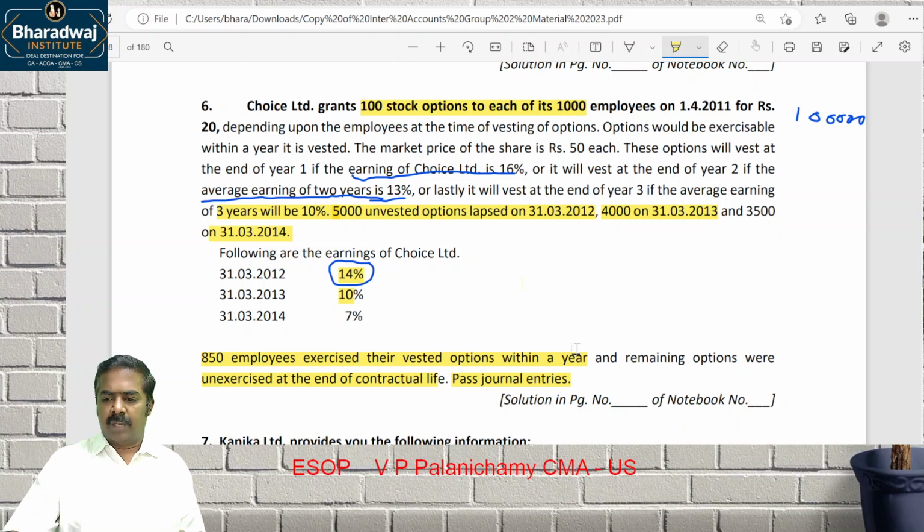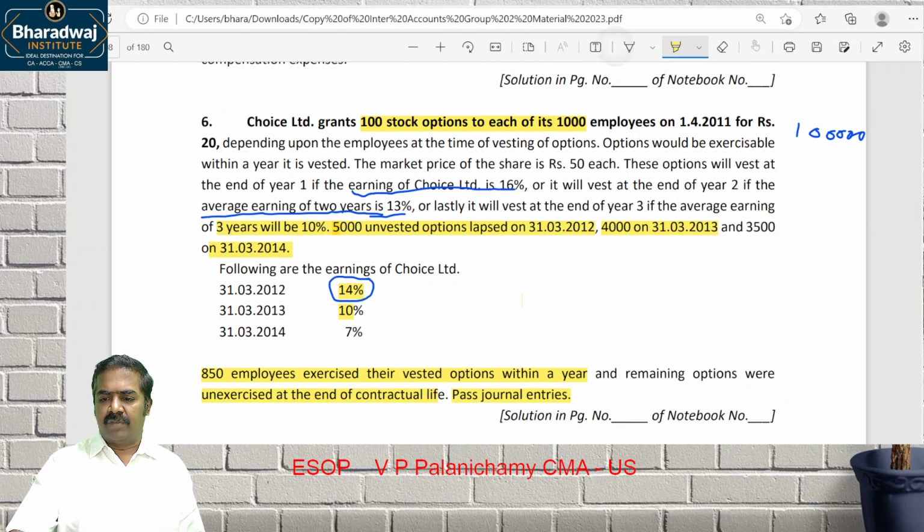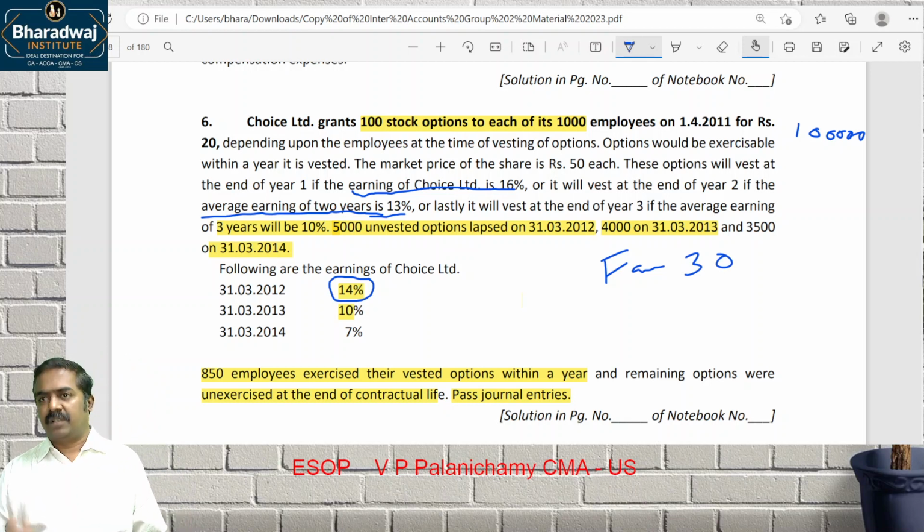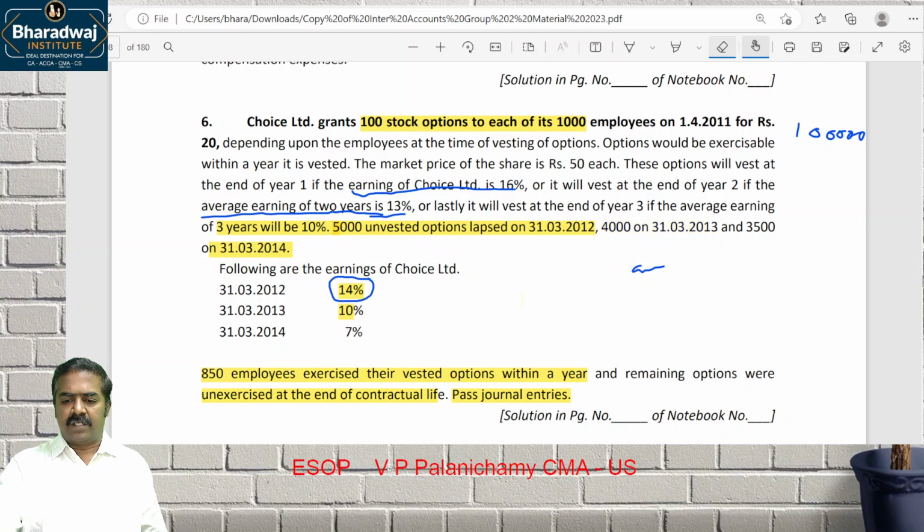One thing is not typed. The fair value of the option is 30. Please note, the fair value of the option is 30. Please note it as part of the question. The fair market price is already given. The option value itself is given. How much? 30.